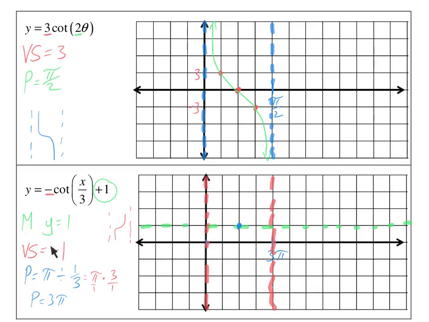Since I have a negative 1 vertical stretch, between these two, I'm going to drop 1. And between these two, I'm going to go up 1. And then I have my cotangent graph. Just like that.